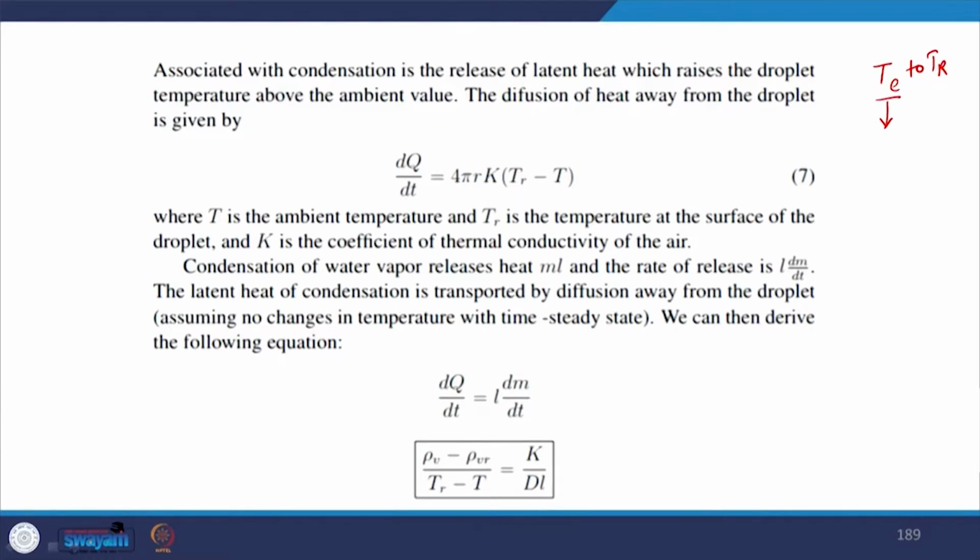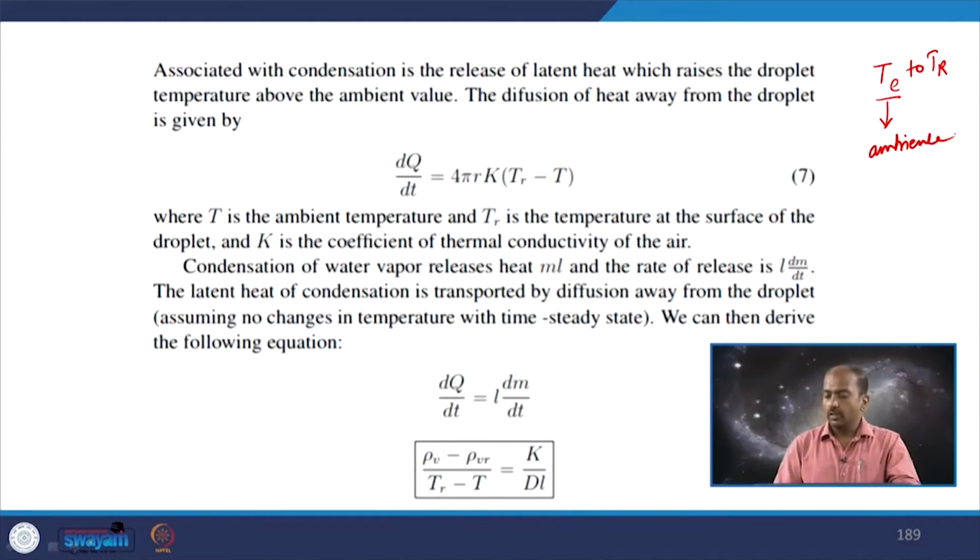So, if you say that the diffusion is the main process, associated with the condensation is the release of latent heat which raises the droplet's temperature above the ambient value. So, in the integration, while we were identifying the limits of integration, we have seen that the integration is to be carried out from a temperature T e to temperature T r, where T e is the temperature of the ambience and T r is the temperature at the radius or the surface of the droplet, right.